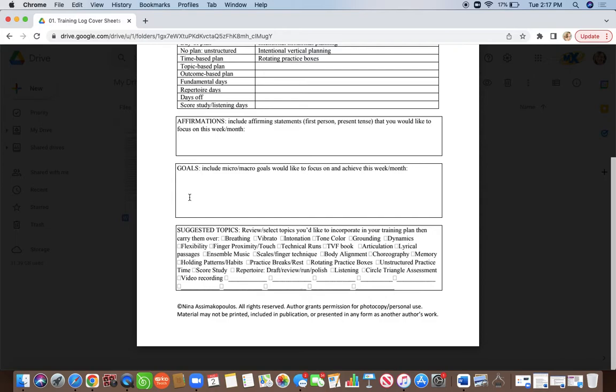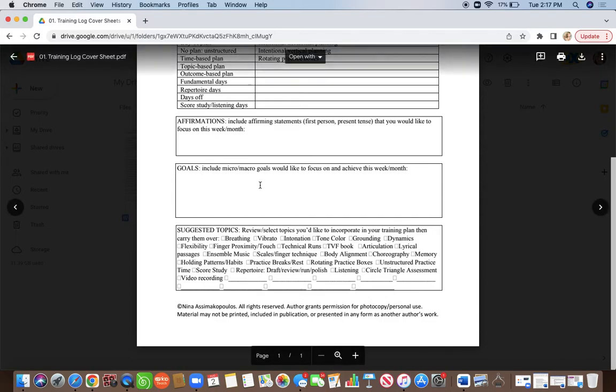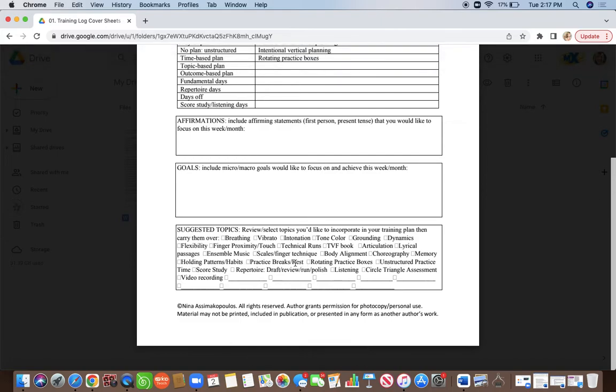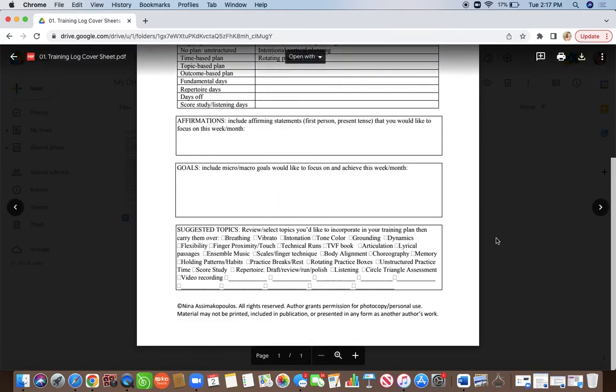You also are going to list your goals, your big goals, your small goals, what you want to work on. And there are some suggested topics that you can have, but you don't have to use all of these topics or any of these topics. You'll likely use some of them.